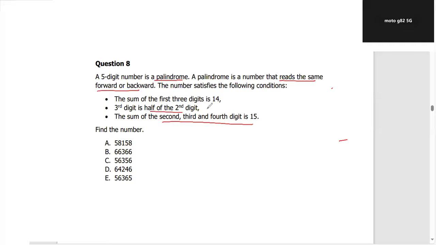The sum of the first three digits is 14. So these are the first three digits. So the first three digits sum to 14. The third digit is half of the second digit.